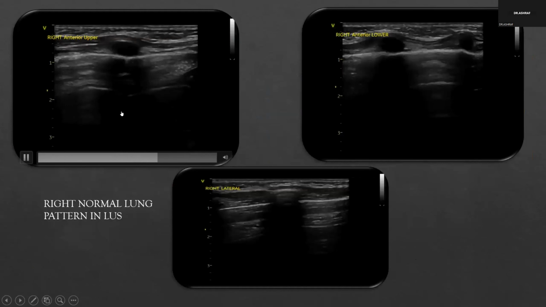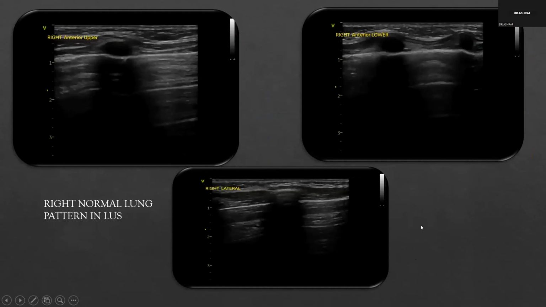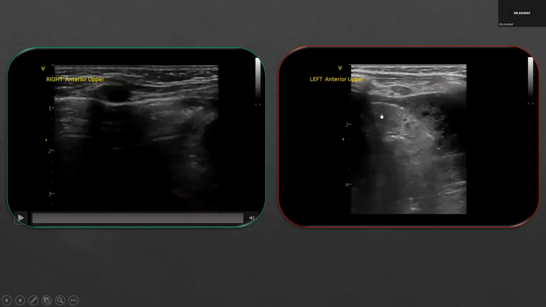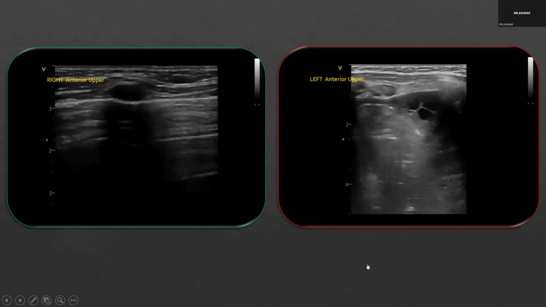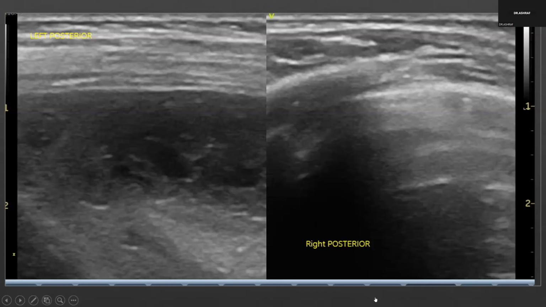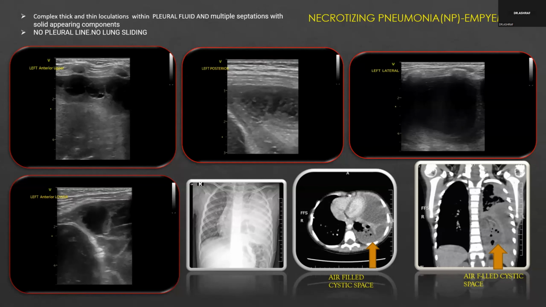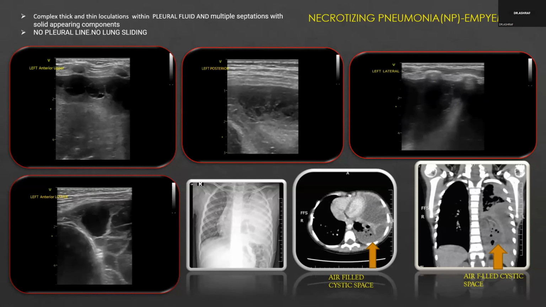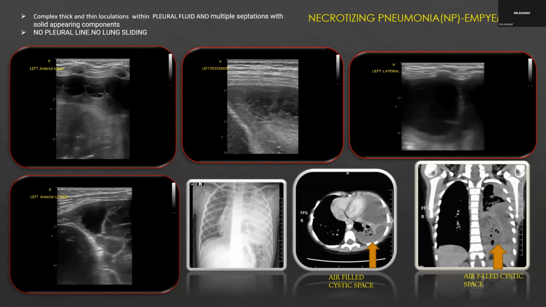This is the contralateral lung, the right lung, completely normal. This is the difference between left anterior upper and right anterior upper. This is posterior and posterior. This patient cannot have a simple chest tube. She needs either VATS, video-assisted thoracoscopy, or a chest tube with intrapleural streptokinase infusion.